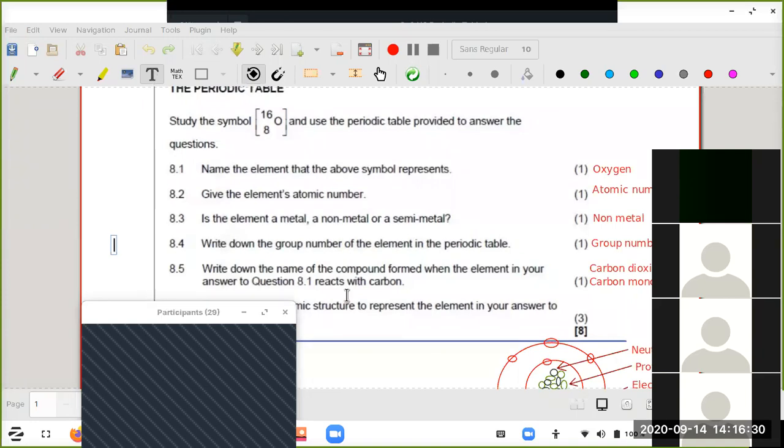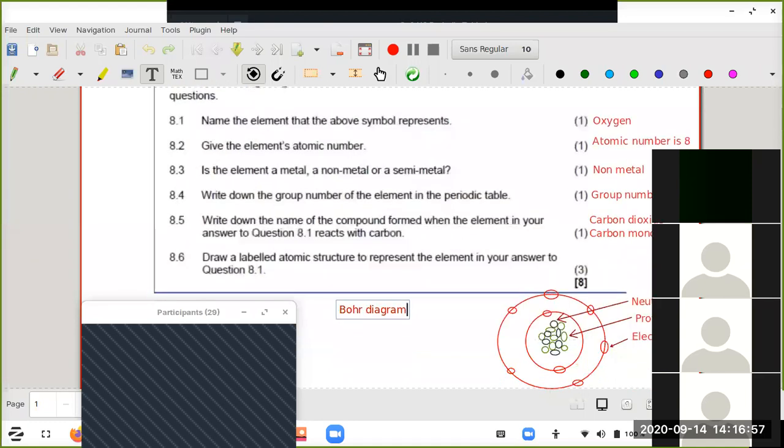When we are talking about atomic structure, we must always draw our diagram by using what? Ball's diagram. Now, so I was talking about Ball's diagram. I've just typed it there. This is Ball's diagram. We use Ball's diagram whenever we are to show the atomic structure of an element, right?